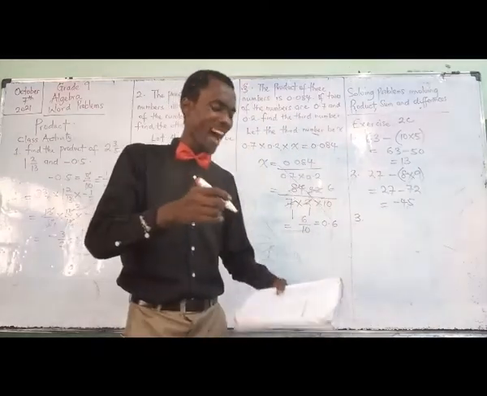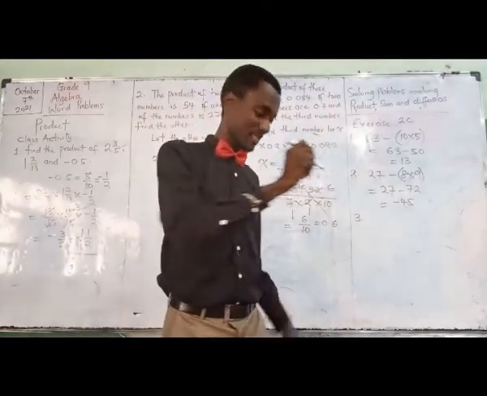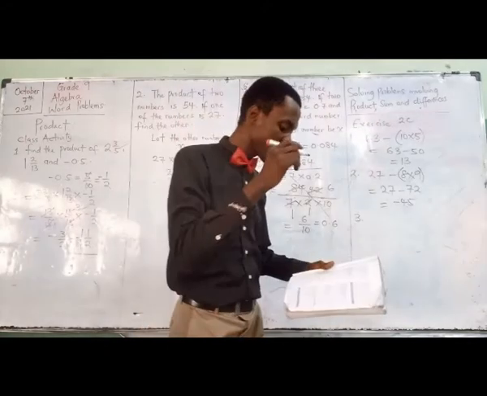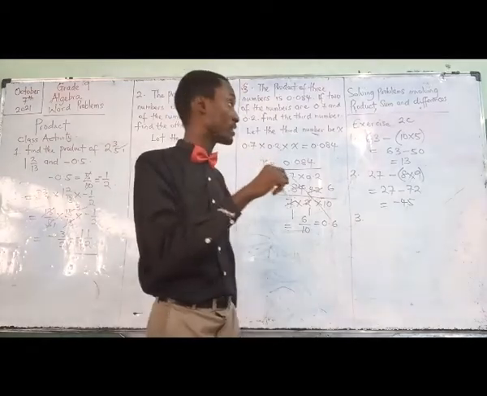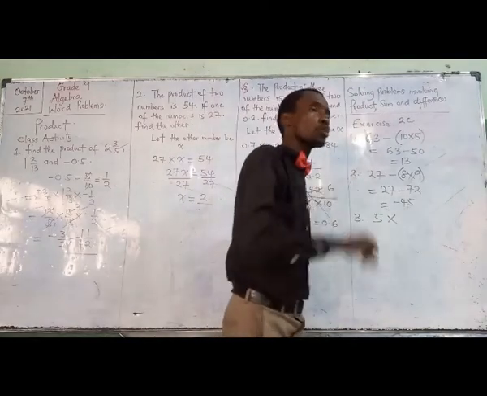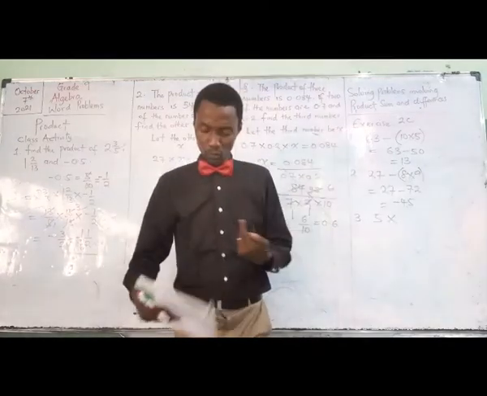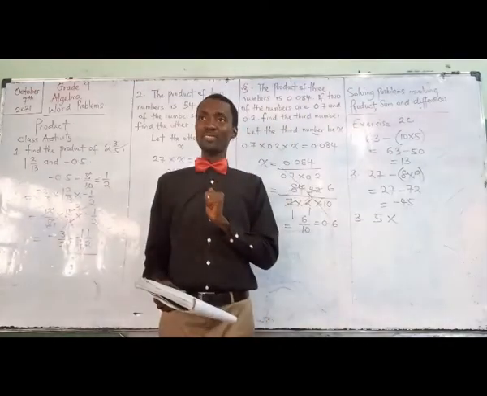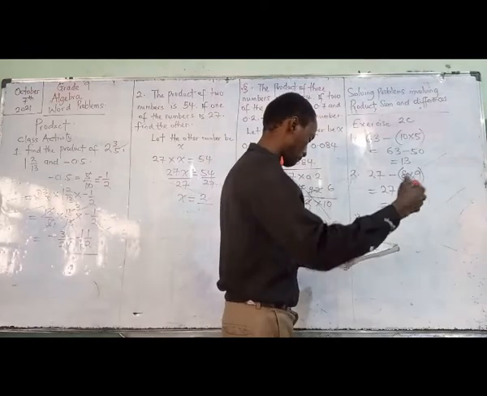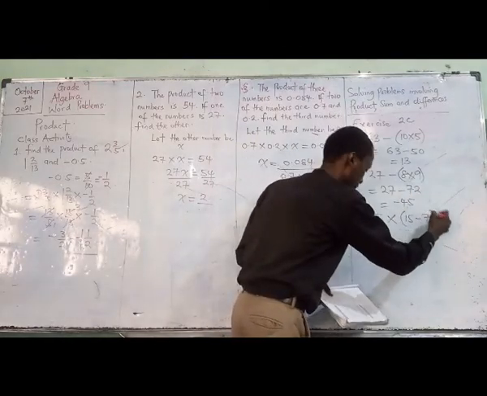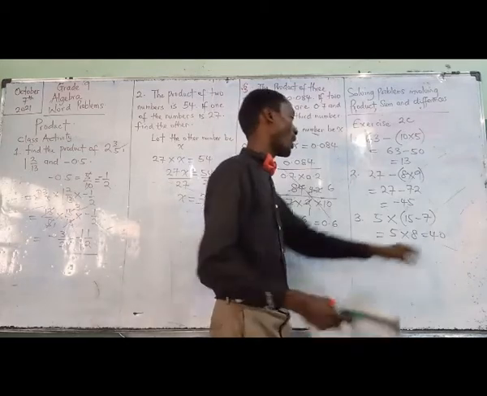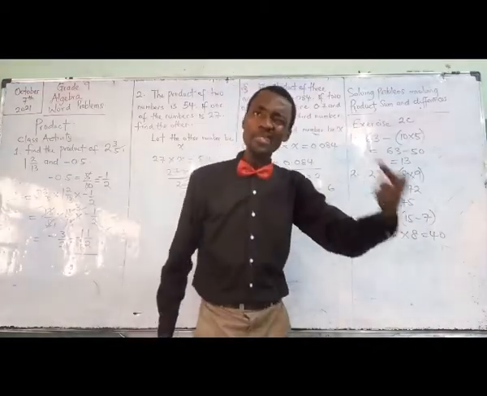Look at number 3. It says, find the product and the difference between 15 and 7. Find the product of 5 and the difference. So what is stated first tells you what to do. If you look at question 2, it says find the difference. It means you are subtracting. Here it says find the product. It means you are multiplying. So 5 times 15 minus 7. That will be 5 times 8, which will give me 40. Remember that this is where I'm focusing on. I'm interested in you interpreting the question.